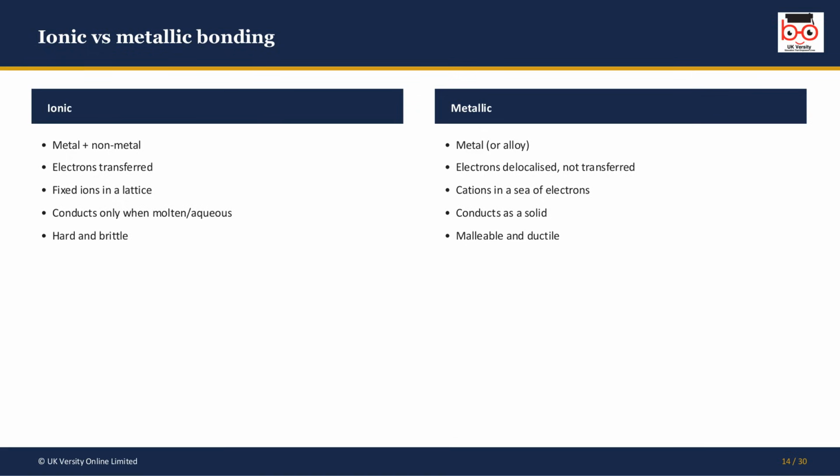Let's set ionic and metallic bonding side by side. Ionic bonding is between a metal and a non-metal, with electrons transferred, giving fixed ions in a lattice. It conducts only when molten or aqueous, and it's hard and brittle. Metallic bonding is in a metal or alloy, with electrons delocalized rather than transferred, giving cations in a sea of electrons. It conducts even as a solid, and it's malleable and ductile. The key difference is transferred electrons versus shared, mobile ones.